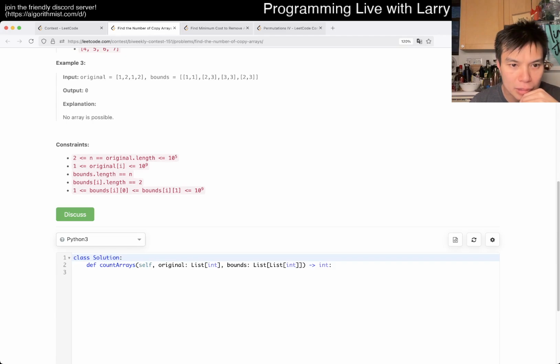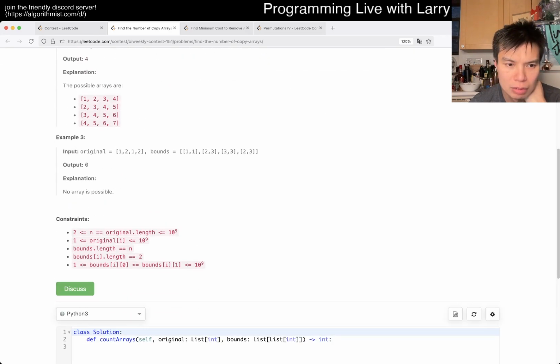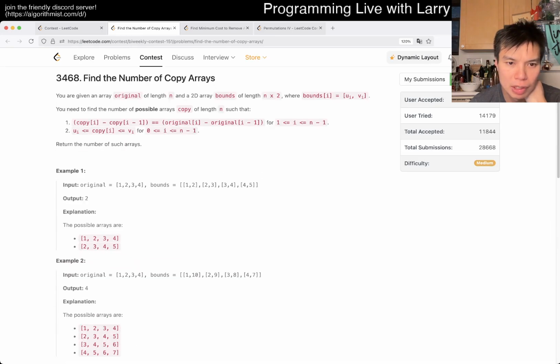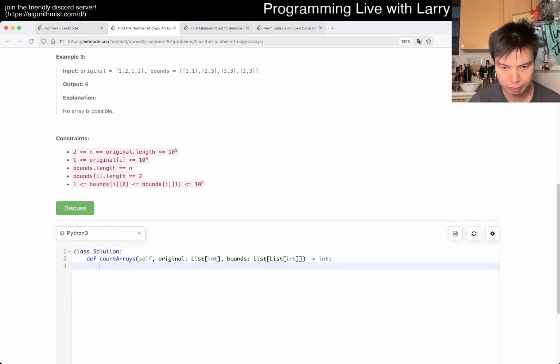Okay, let's see. So we can't do a for loop for the bounds. It's just binary search on the bounds, right? No, that's not true, because some can go too high, some can go too low. So I don't think that's binary search. Just carry the bounds forward, right? So okay, so upper, lower for each one, and then that's it, right? Okay, fine.